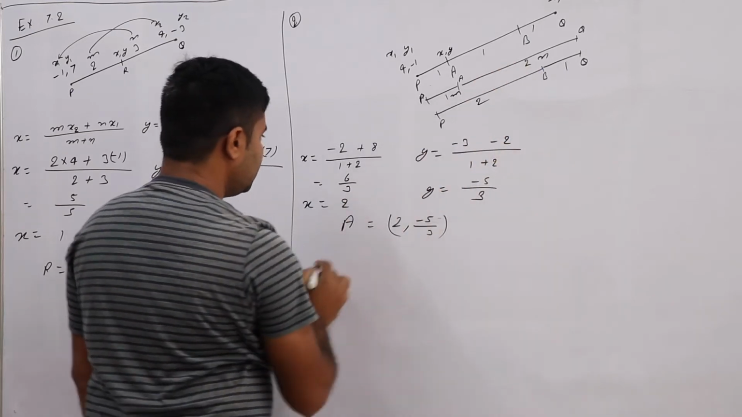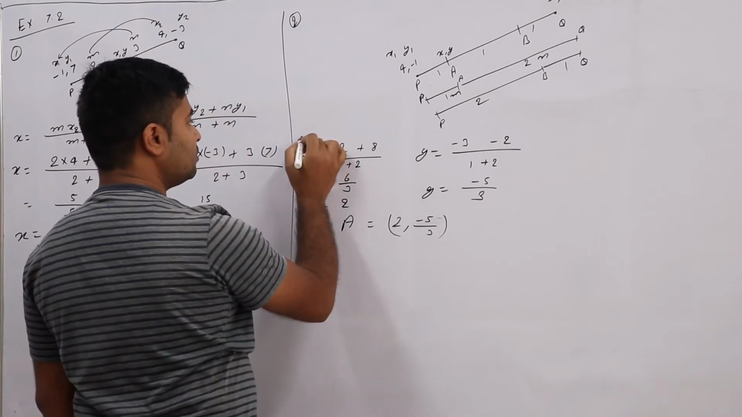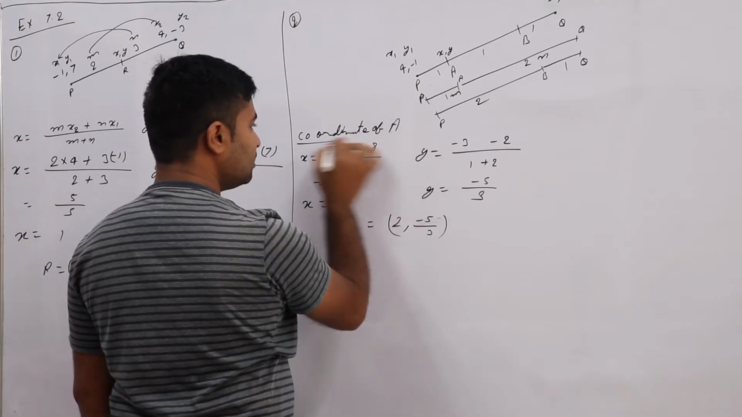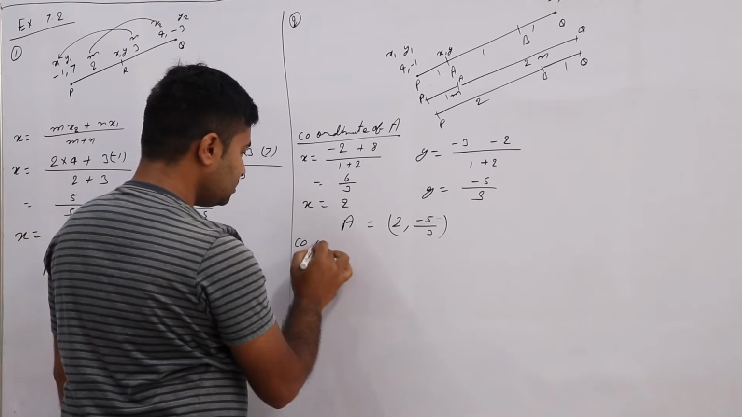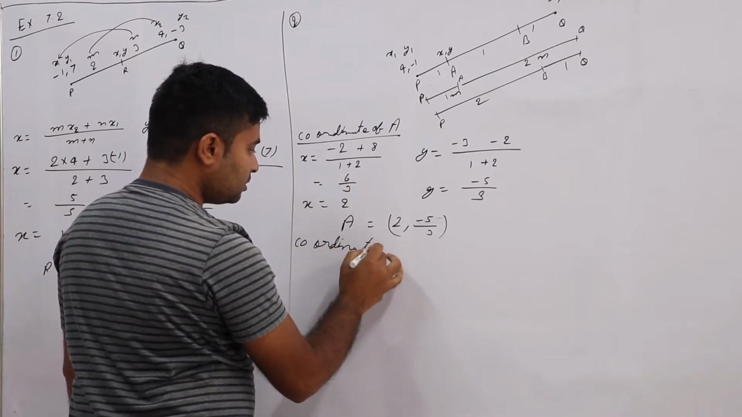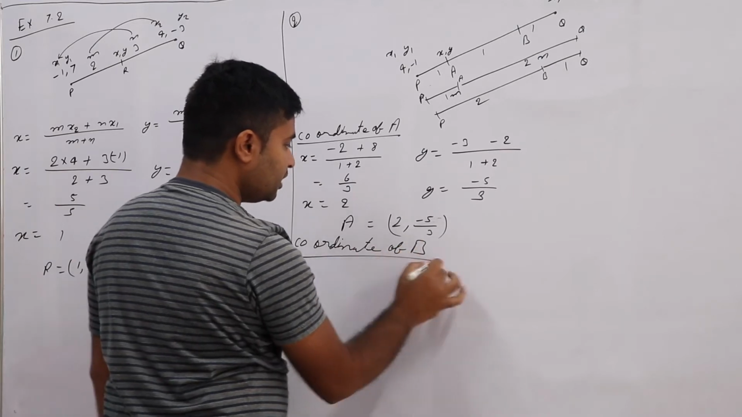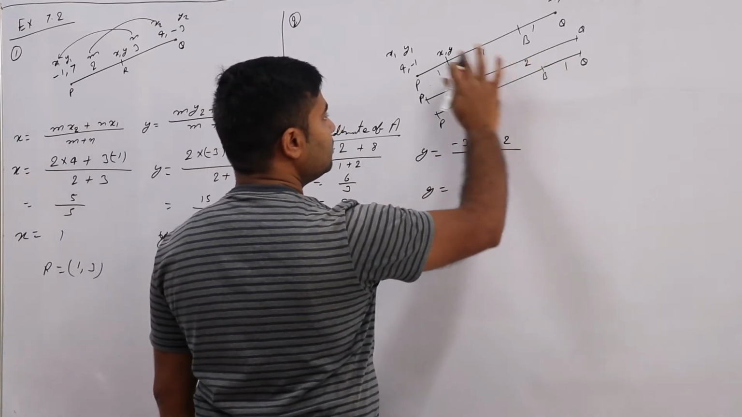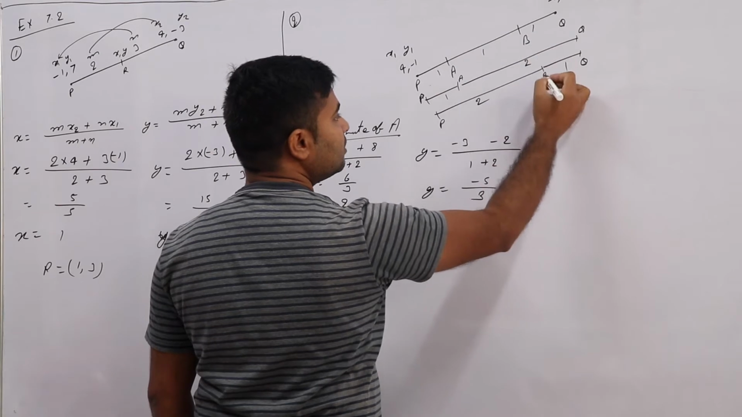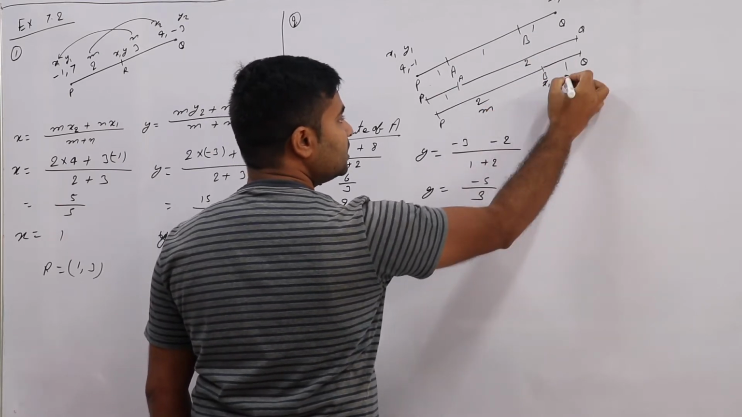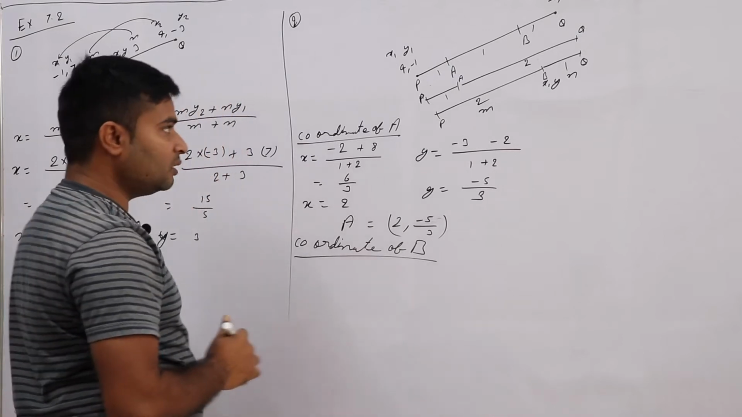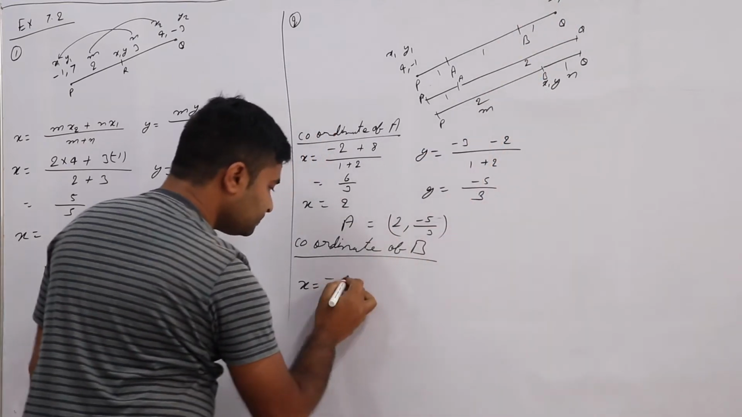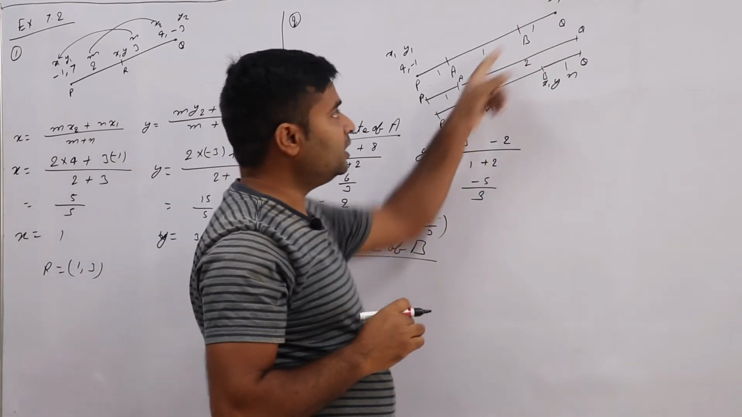Now we should find the point B. This is the coordinate of A. Now the coordinate of point B, this is x comma y, this is m, this is n. Now x is equal to m x2. M is 2, this is also minus 2, so 2 times minus 2 is minus 4.